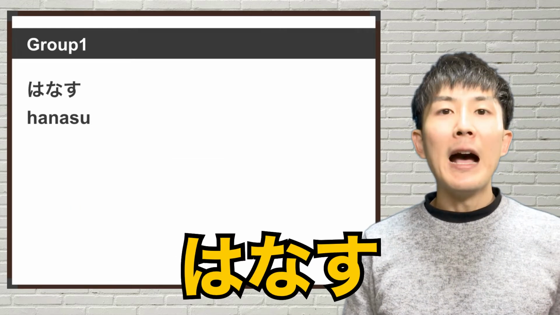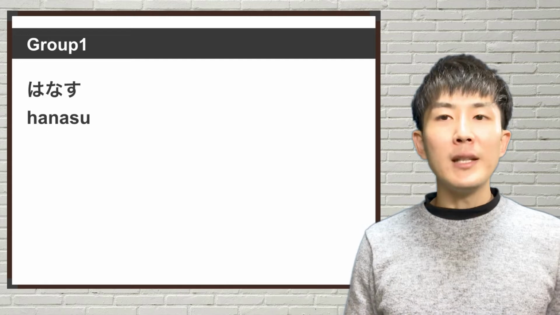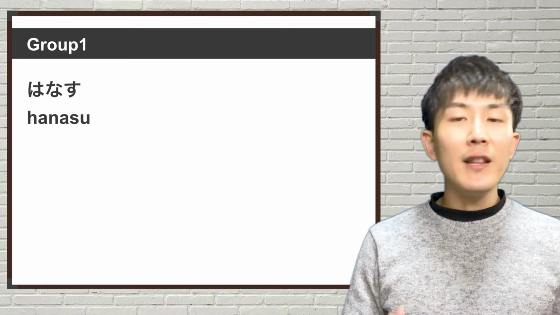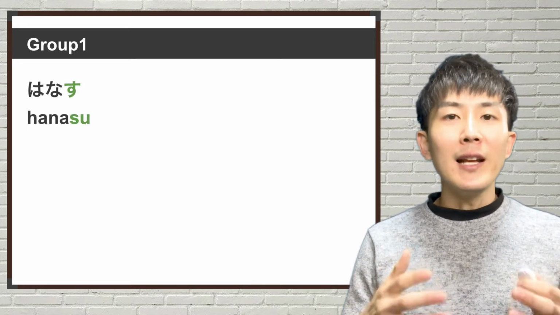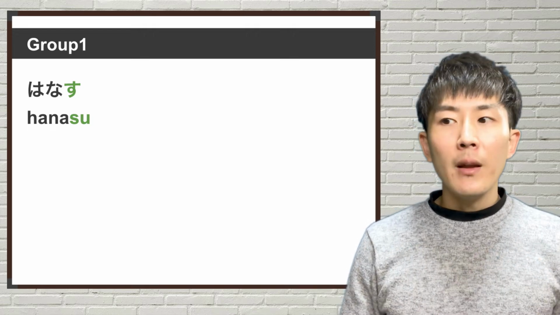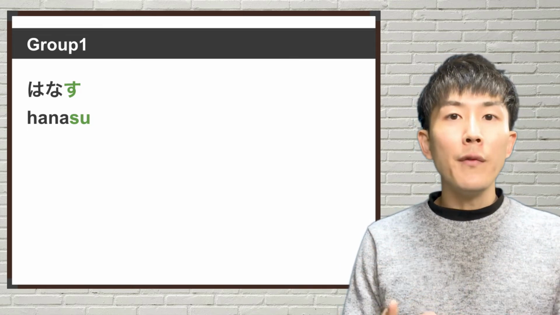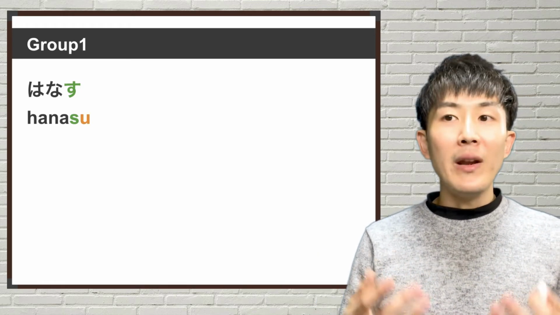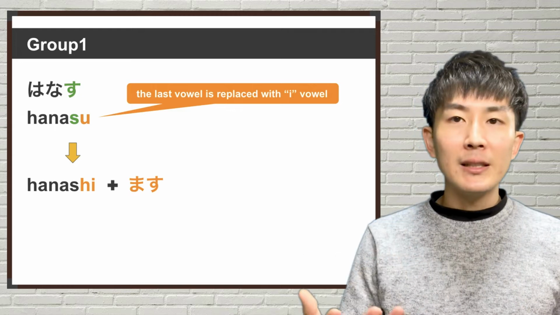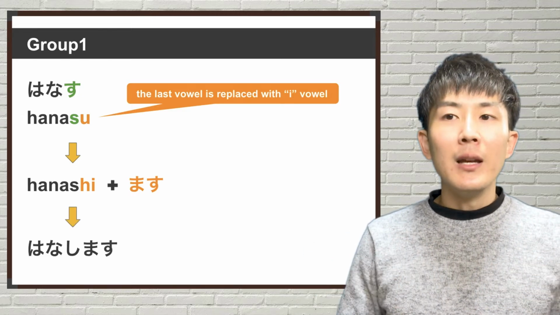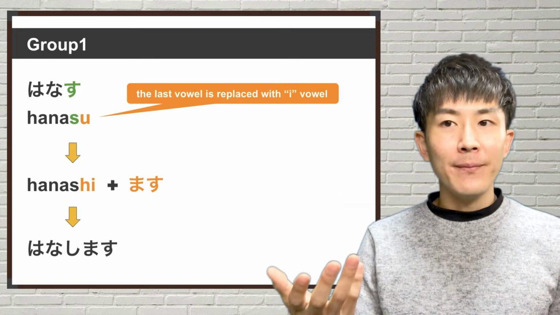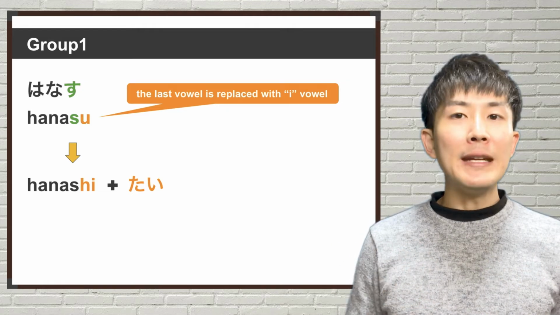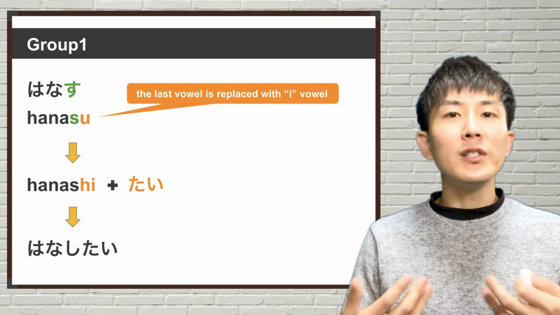Okay, Group 1. Hanasu, which means speak, and it belongs to Group 1. Then, the part you need to change in the verb is here, the last letter. More specifically, the part you need to change is the vowel of the last letter. So in this case, the u vowel. When it becomes the i vowel and you attach masu, it will be hanashimasu, which is the formal form of hanasu. Also, when it becomes the i vowel and you attach tai, it will be hanashitai, which means I want to speak.